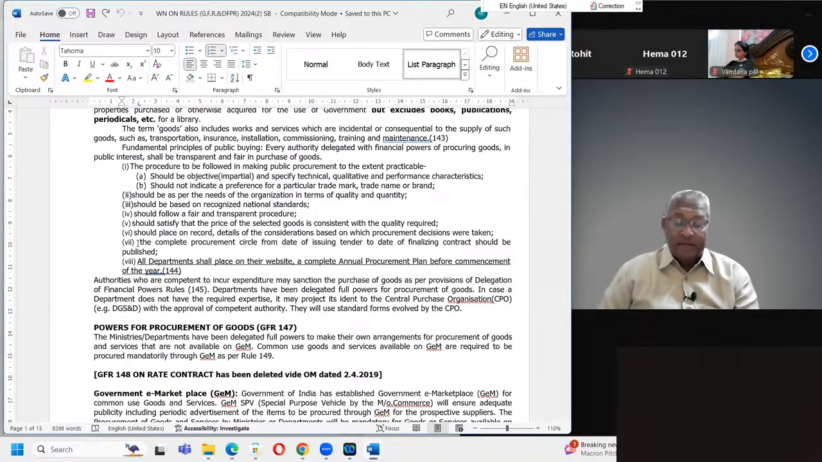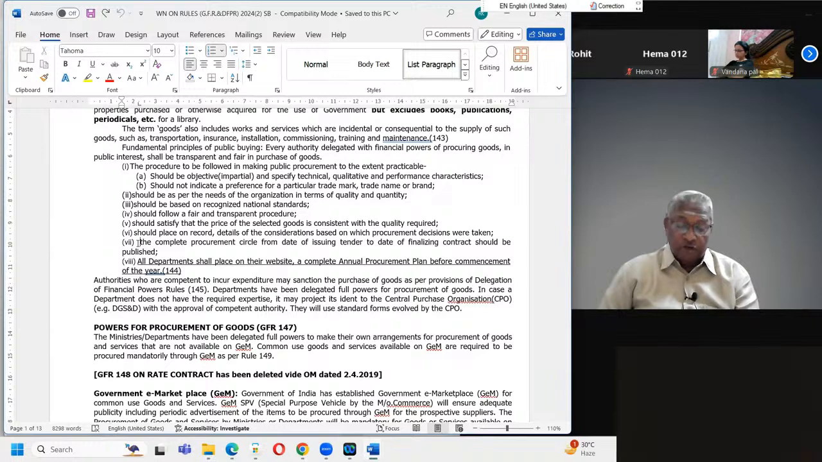Then should place on record details of the considerations based on which procurement decisions were taken. Procurement, मैंने खरीदने के लिए एक डिसीजन ले लिया, I am the procurement authority to procure. So मेरा डिसीजन कैसे अराइव किया है, किस लिए मैंने इसको अप्रूवल दिया, that should be in writing. So that is transparency, that is fairness.